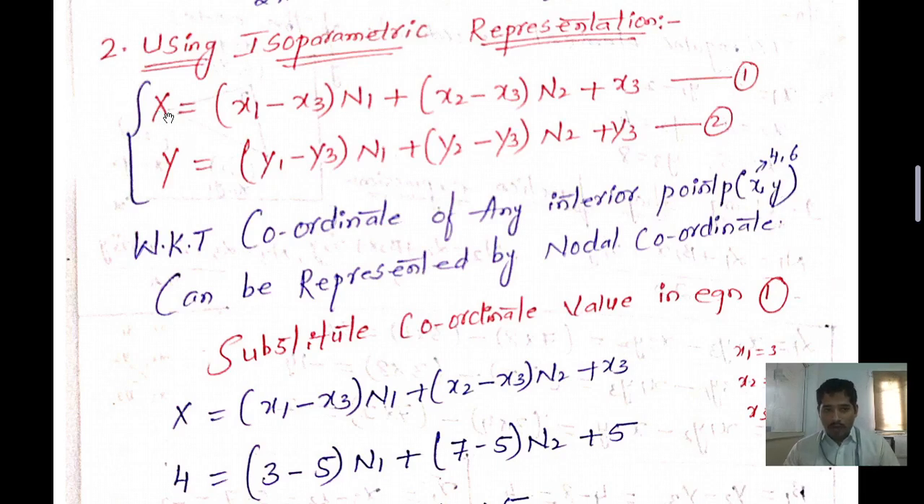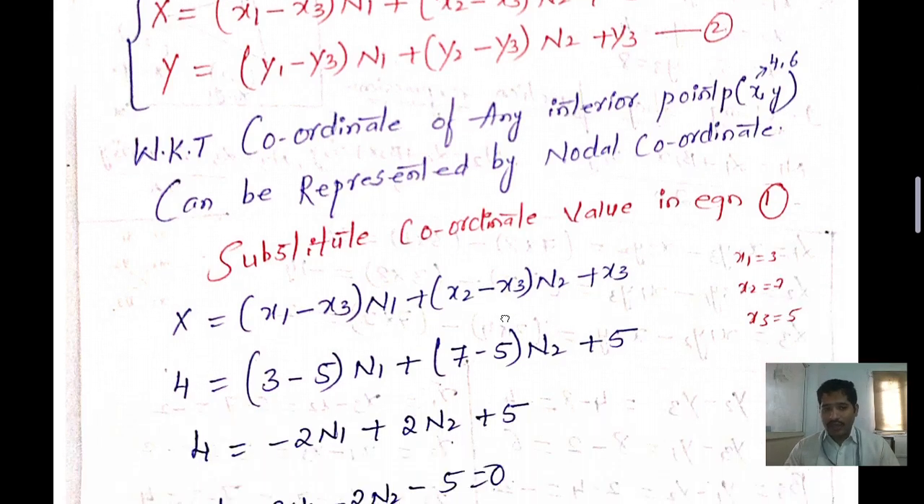So what is the formula of equation 1? We have the equation x is equal to x1 minus x3 n1 plus x2 minus x3 n2 plus x3. Is it right? So let us see over here. So x value is how much we got here? X value is 4 equal to x1 is how much we got here? 3 minus of 5. n1 the shape function keep as it is only, plus x2 is how much is there? 7 minus of 5. n2 plus x3 value is how much is there? x3 value is 5. Clear?